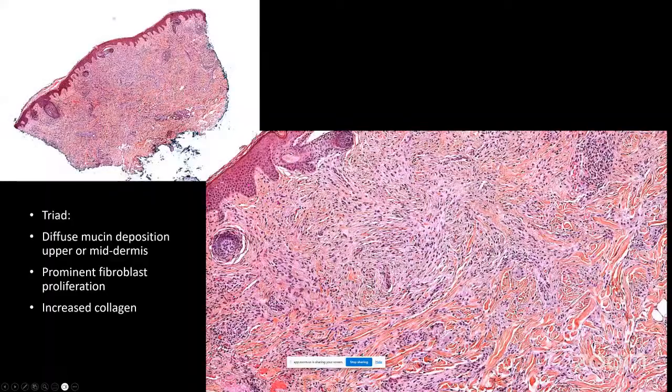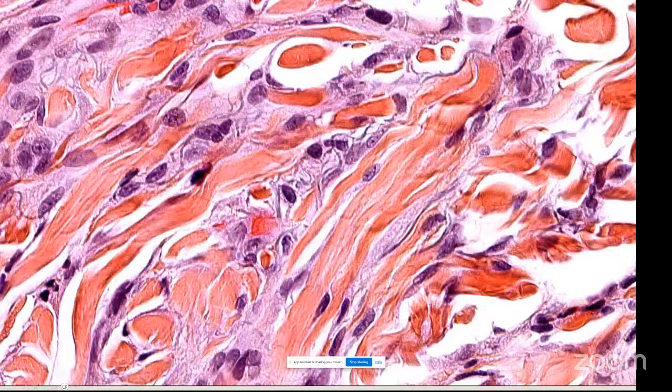So here's your typical presentation. Again, one of the older images or an older scanning process, but you can see it's not just dermal mucin. The dermis is very busy. It almost looks like it could be a dermatofibroma or some other spindle cell process. And then there's mucin in between. So the triad is the mucin deposition, which is in between, plus the prominent fibroblast proliferation, and with that is an associated increased amount of collagen. So you can see the myxoid change in between the collagen bundles, in addition to increased fibroblasts.